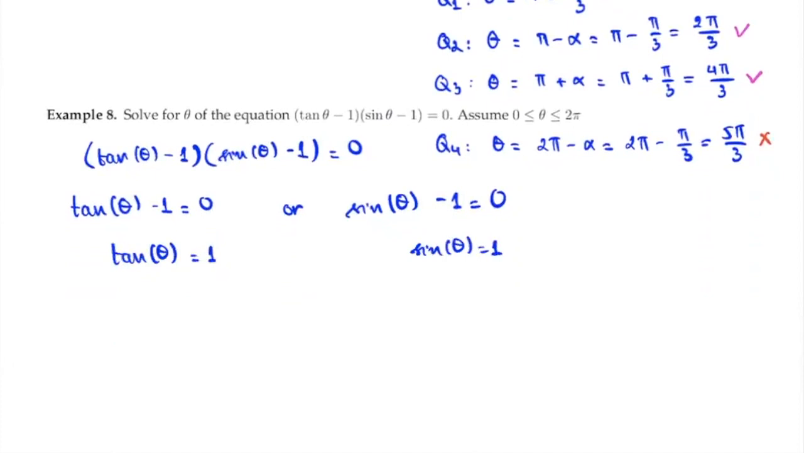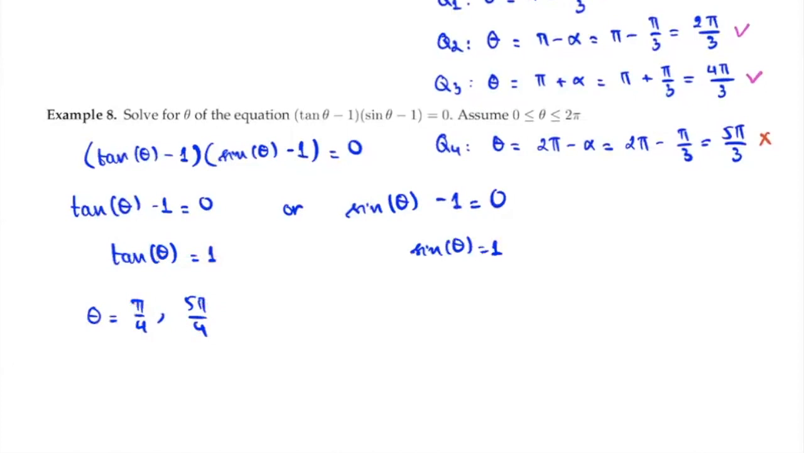Now, tangent of theta equal to 1, we already saw a couple of times. So the solution should be theta equal to pi over 4 and theta equal to 5 pi over 4. So one solution is in the first quadrant. This solution is in the third quadrant, because again, tangent of theta is equal to positive 1. So you want both sine and cosine to be positive or to be negative.